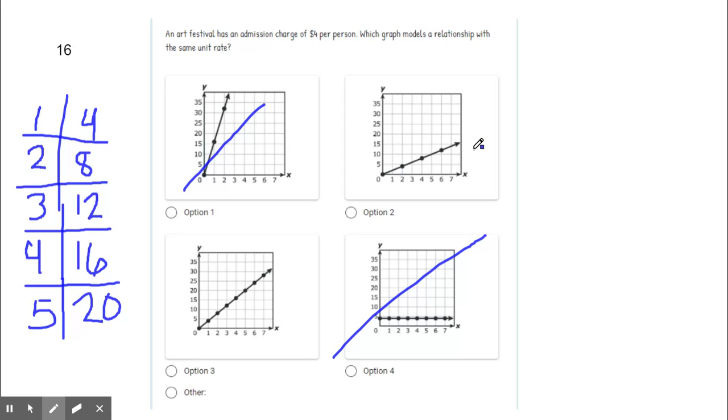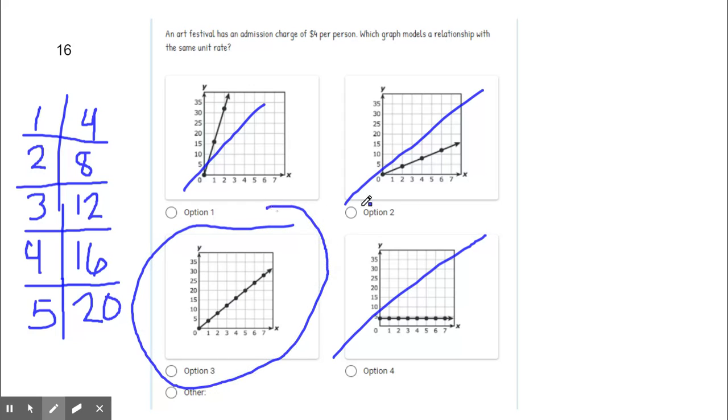So I'm going to check another point. 2, $8. If I look at my 2, it's showing less than 5. It's got to be 8. It's showing a dot that's right below the 5, so I know this one's not it. This one has 2, somewhere between 5 and 10. That might work. 3, in between there. 4. And then the one that would really cross is 5 and 20, which it does. It intersects with both of them. So this one's the correct answer choice. Option 3.